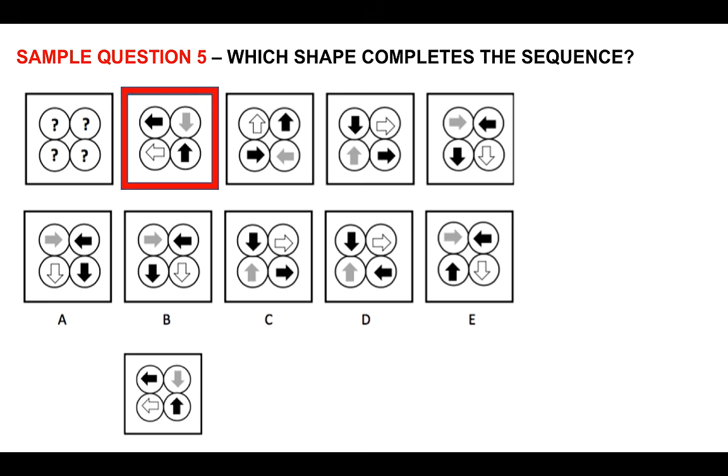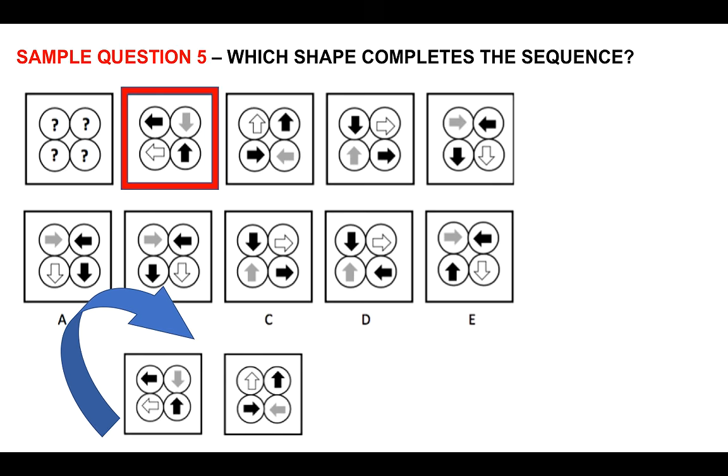Now, if you look at this, and this again is once you practice this kind of thing, you're looking for rotations. And what is actually happening here? The entire shape is rotating 90 degrees clockwise. Not just individual shapes in the circles, but the whole one is just rotating 90 degrees.